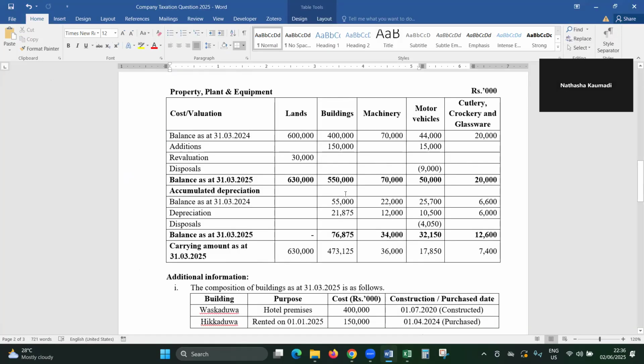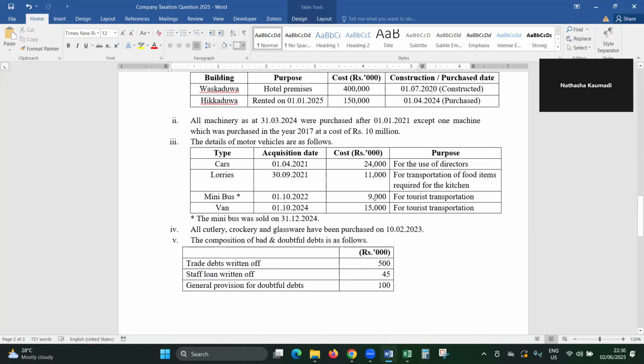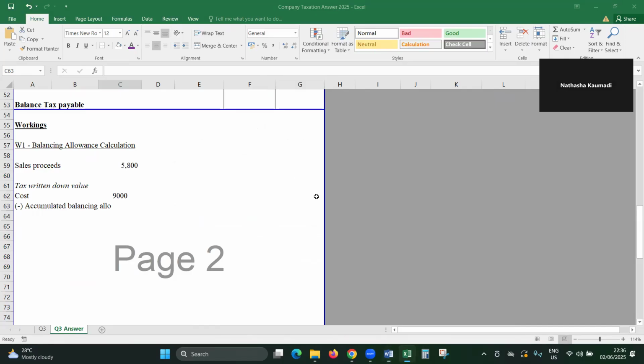What is the purchase date of this minibus? 1st October 2022. So that means 22, 23, 23, 24, 24, 25. Can we take 24, 25? No. When the PPE is disposed, that disposal year is not considered for capital allowances. That means only 2 years they have used.